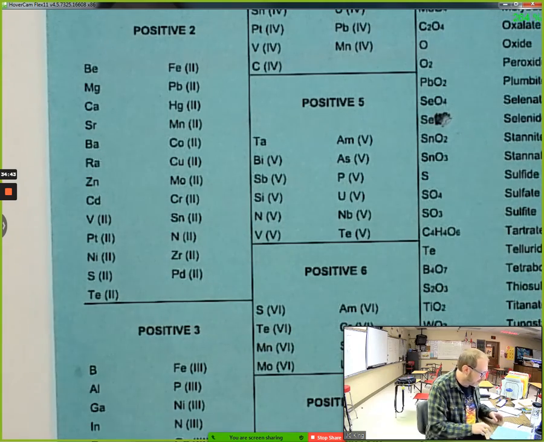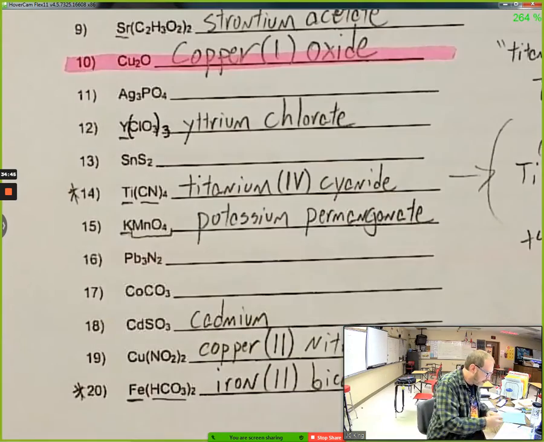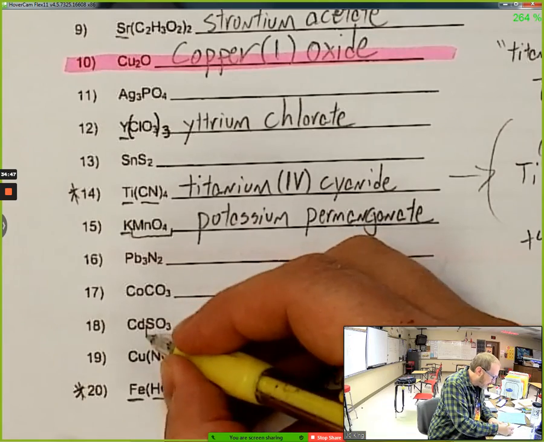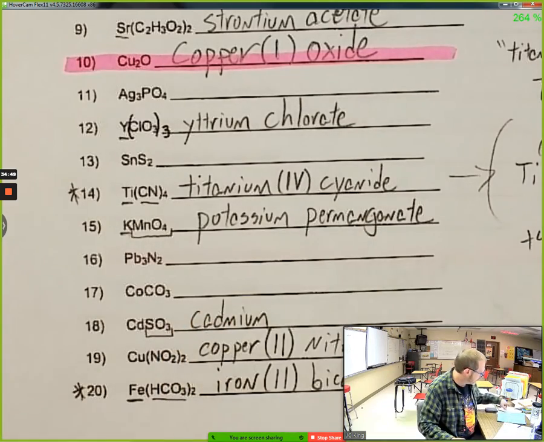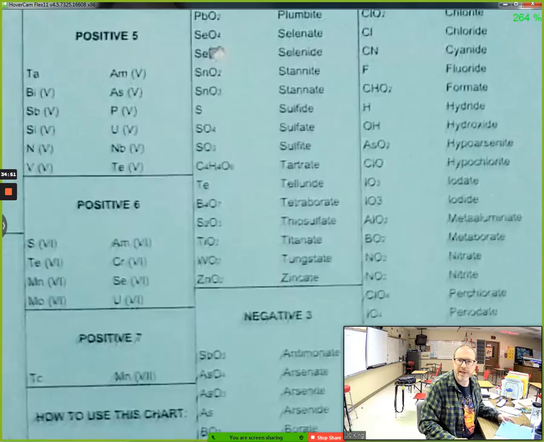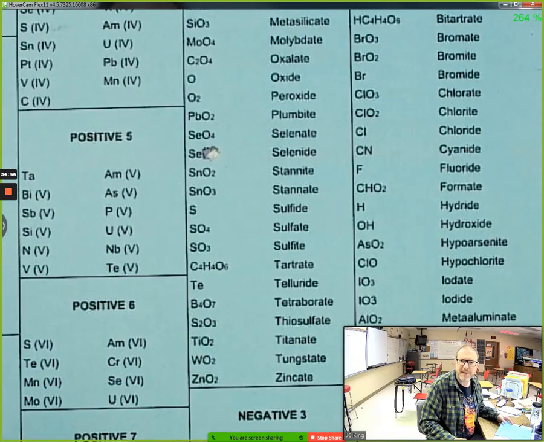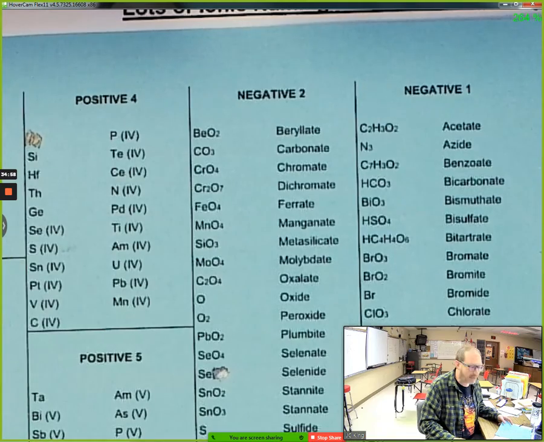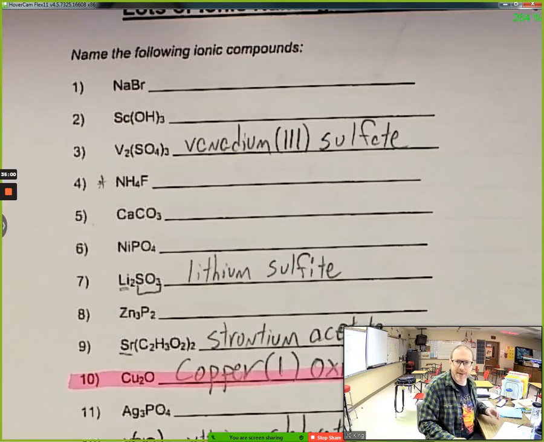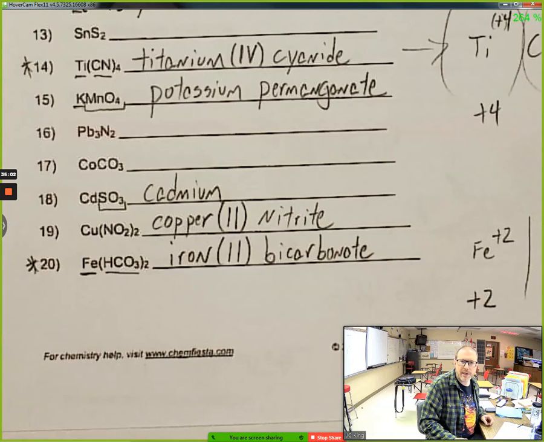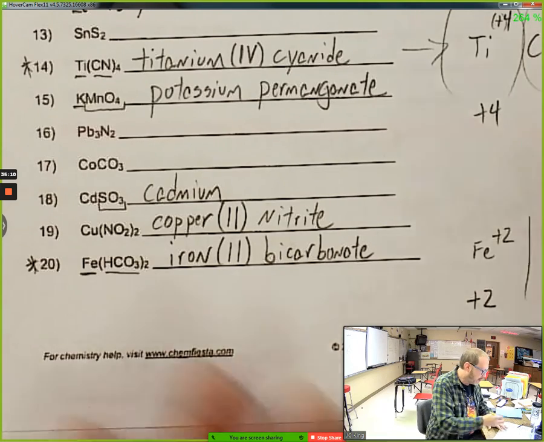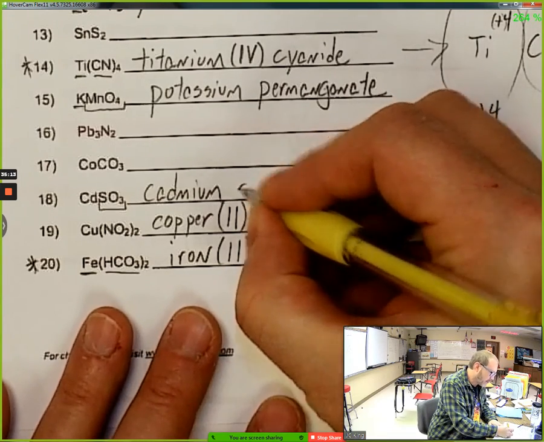Okay? So let's go see if we can find what SO3 is. Look on the negative side for SO3. There it is. It's a sulfite. It's got a charge of -2. So since cadmium is +2 and sulfite is -2, that makes sense. I don't have to put Roman numerals because cadmium only comes in one flavor. So it's just going to be cadmium sulfite.